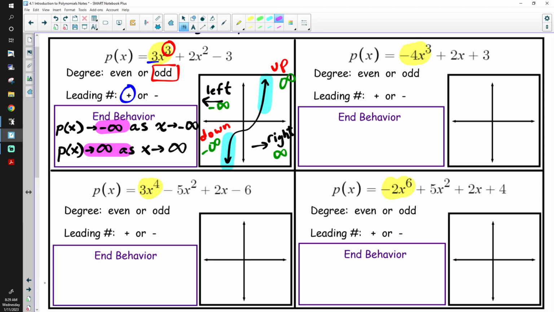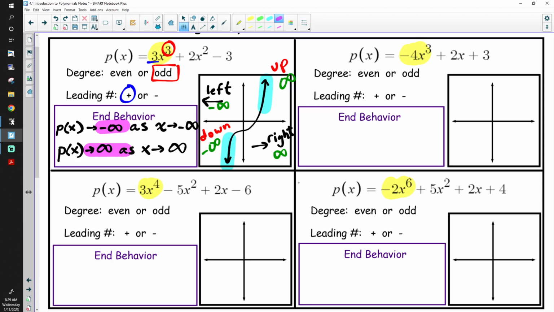So we're going to do another one. So whenever a polynomial has an odd degree and a positive number in the front, it will always have this same end behavior. The left side will go down, the right side will go up every time. Okay, let's try the next one.